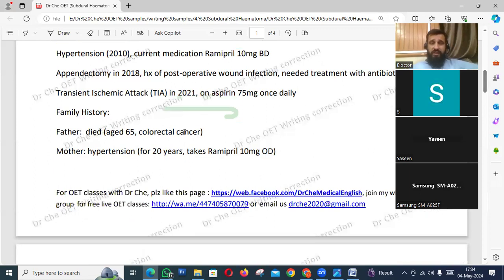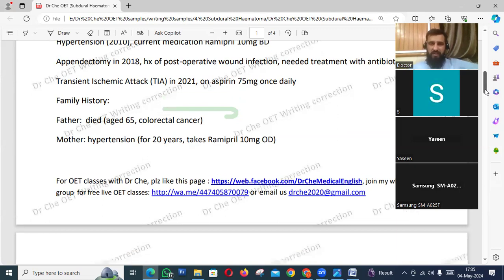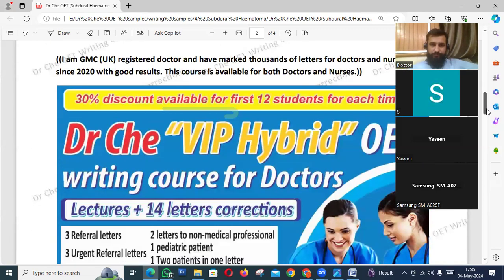Family history, father died of colorectal cancer is not important. Mother has hypertension. It's not important now because you're not diagnosing anything. You're not referring this patient to a specialist. You are sending back to the GP. So family history is not important. Patient is already diagnosed with hypertension. So you don't need to mention mother's hypertension here in this case.